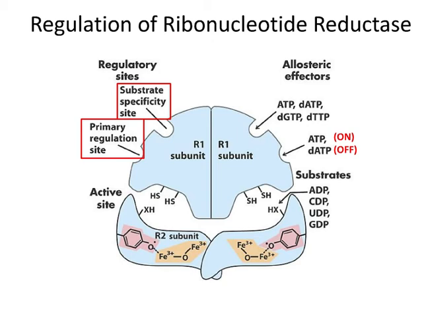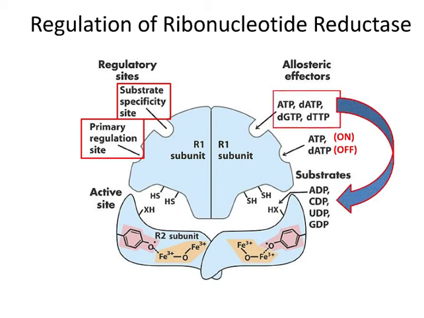ATP, deoxy-ATP, deoxy-TTP, and deoxy-GTP all regulate the activity of the enzyme via the substrate specificity site, switching the enzyme from utilizing ADP, CDP, UDP, and GDP as substrates. Hydroxyurea is capable of scavenging a free radical on a tyrosine residue in the catalytic subunit of riboreductase. Hydroxyurea is used in cancer chemotherapies and also in some sickle cell anemia therapies.